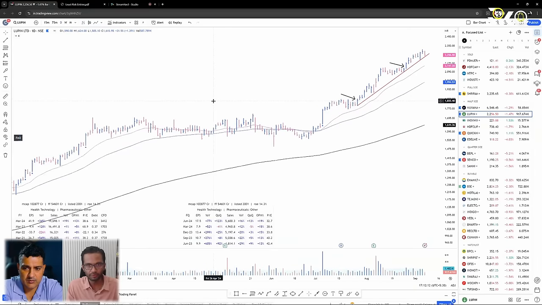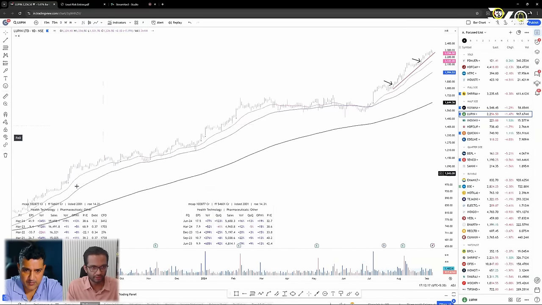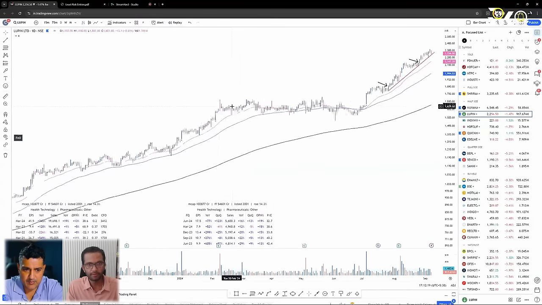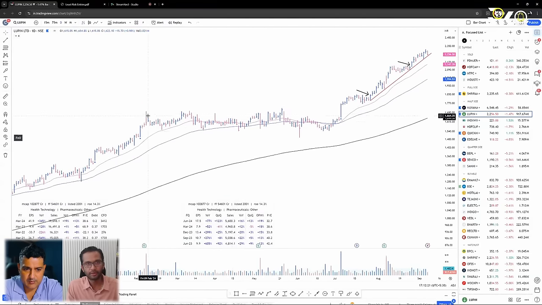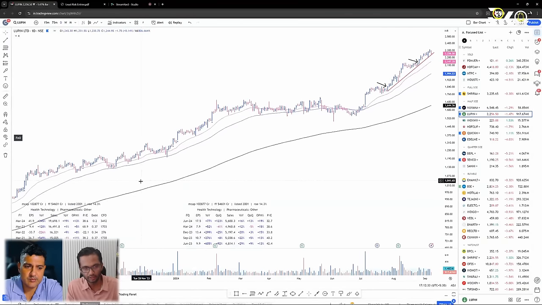If you see the example of, for example, Lupin here. The stock was already in an uptrend, and for your information, this line is the 21 days moving average, this is 50 days and this is 200 days. Anything above that 200 days moving average is in an uptrend. So this 200 MA was also sloping up.